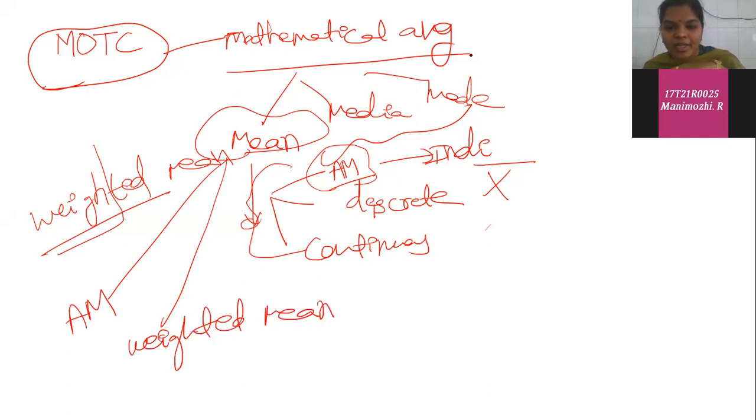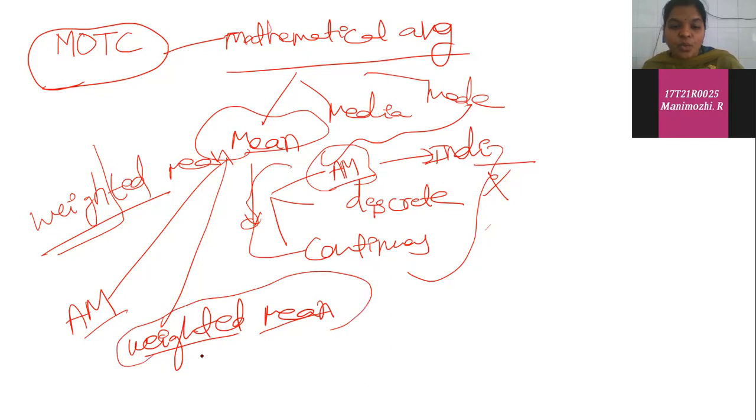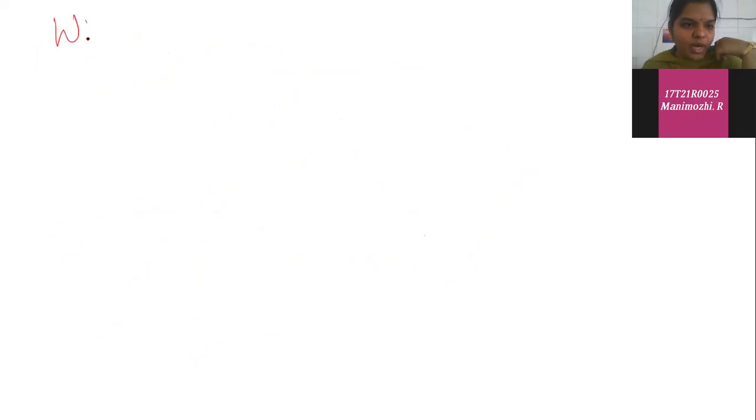So under this mathematical average, you have mean. Your mean is again classified into two types, arithmetic mean and weighted mean. Under arithmetic mean, we have read about all these three different types of arithmetic mean calculations for different series or different data, right? So now this is weighted mean. What do you mean by this weighted mean? Here I am writing capital W and capital M. This is called weighted mean. Just write it down clearly.